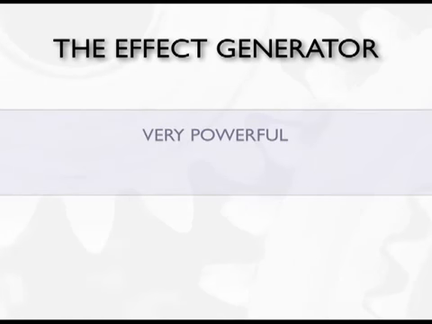Two things must be said about Xciter's effect generator. For one, it is extremely powerful and may be one of the strongest features of the Xciter. Number two, it has a steep learning curve, but once you grasp the notion of it, you'll find yourself using it over and over again.